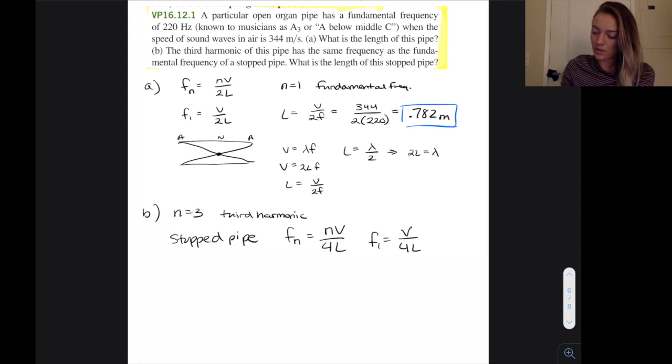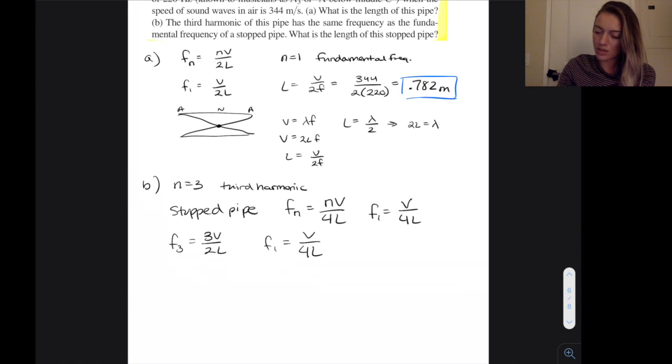So the fundamental frequency here is equal to the n equals 3 case of the open pipe. So we have F3 is equal to 3V over 2L, and we have F1 in our closed pipe, or our stopped pipe, is this. And they're saying that these are equal to each other, right? The frequencies are the same. So we can just set this equation and this equation equal to each other. So we have 3V over 2L is equal to V over 4L.